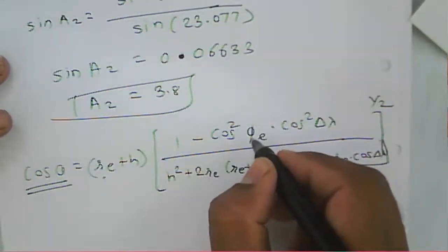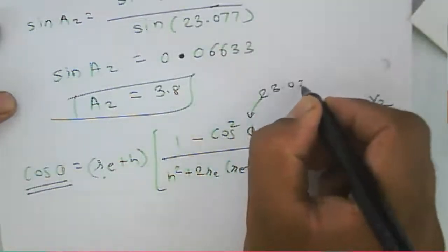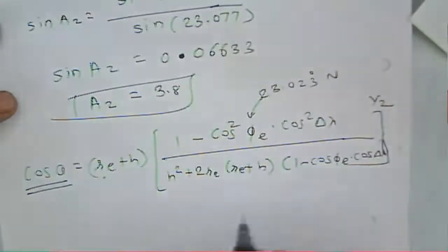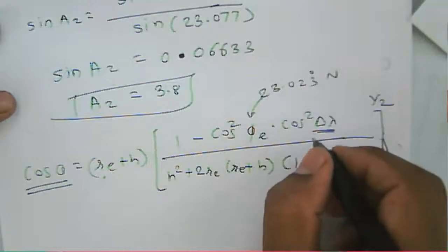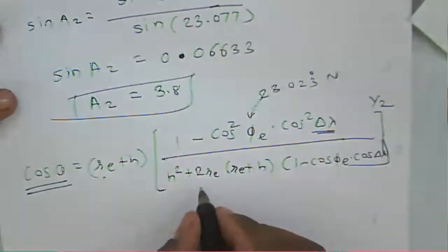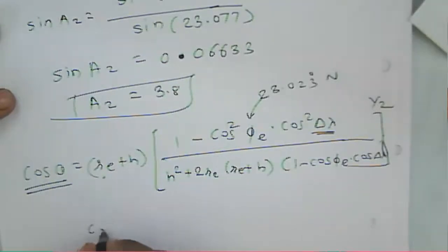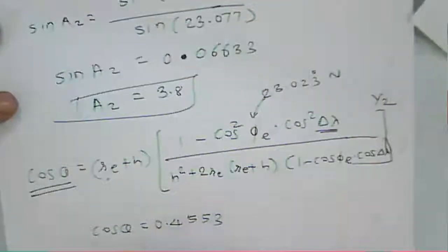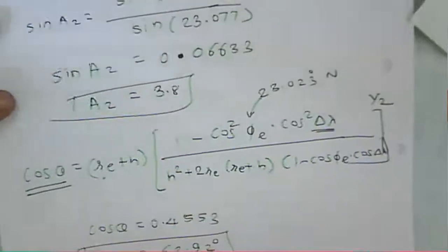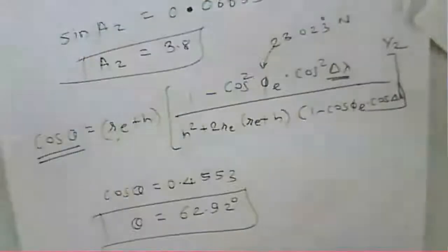Now cos of phi, that is about phi e, we have, that is nothing but 23.0239 degree north. Cos of delta lambda, that is about the difference in longitude from the satellite to the earth station. If you put all these values here, you'll get the cos of theta term. That cos of theta is equal to 0.4553. So you'll get that theta is equal to 62.92 degree. That is nothing but the elevation angle of the earth station.